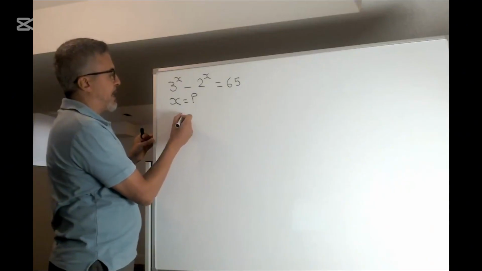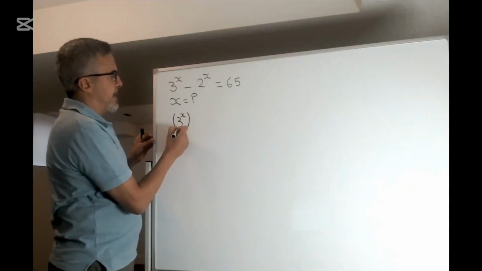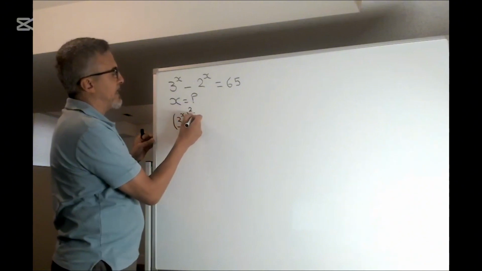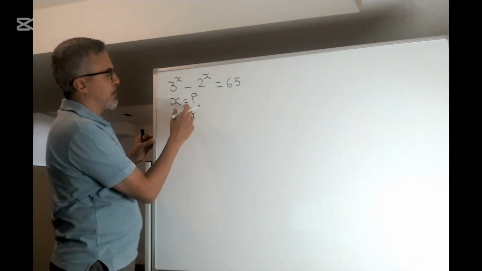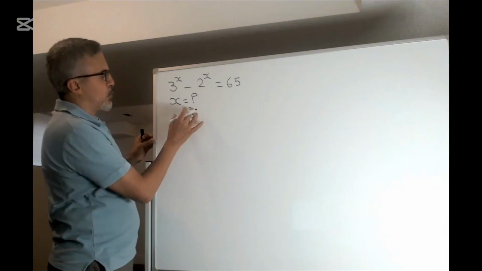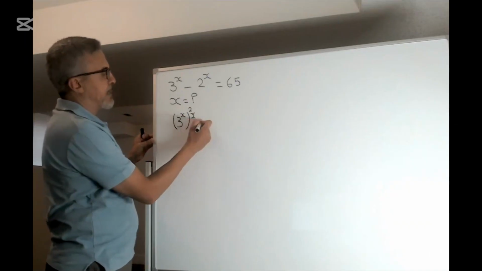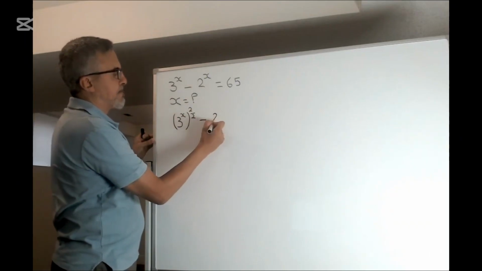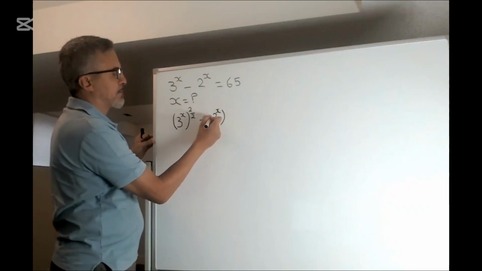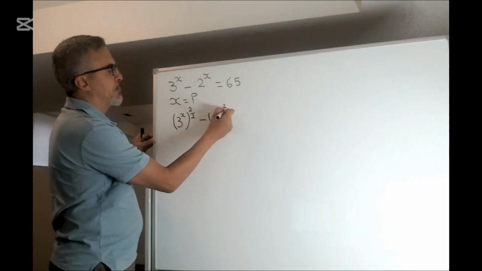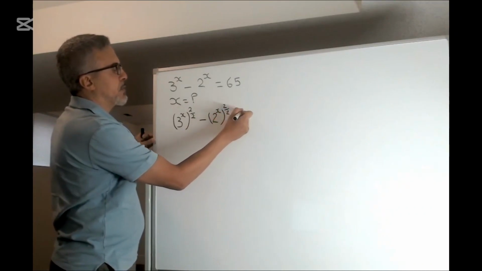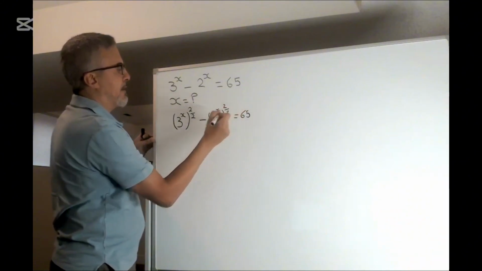The 3 to the power of x, I'm going to square it and then divide it by 2 at the same time, because 2 divided by 2 is 1, so 1 doesn't change this. And I'm going to do the same thing to this 2 to the power of x, to the power of 2 over 2, equals 65.